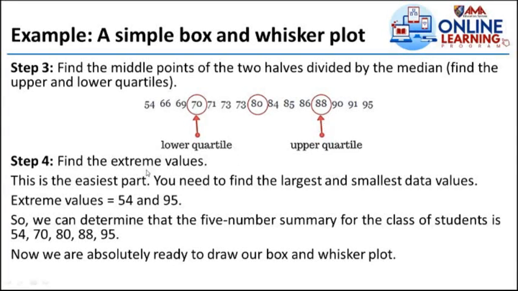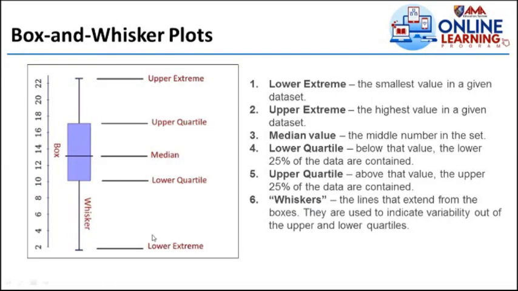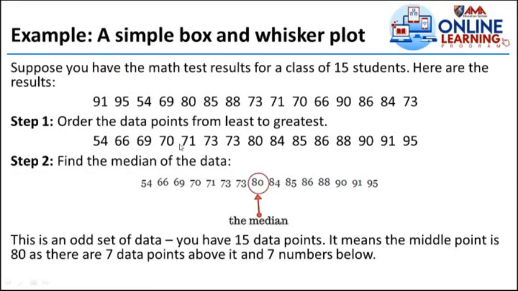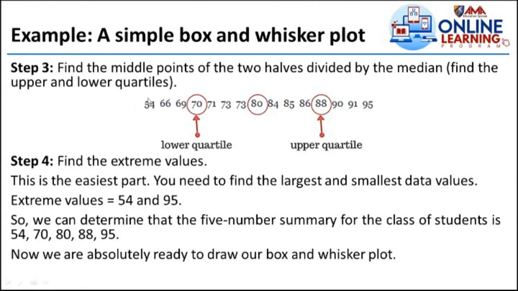Step 4, find the extreme values. This is the easiest part, and you need to find the largest and smallest data values. So extreme values are 54 and 95. So ito yung lower values, no? Ito yung extreme values na sinasabi na kanina, no? Lower extreme, upper extreme. Yung lower extreme po natin is 54. Upper extreme natin is 95.